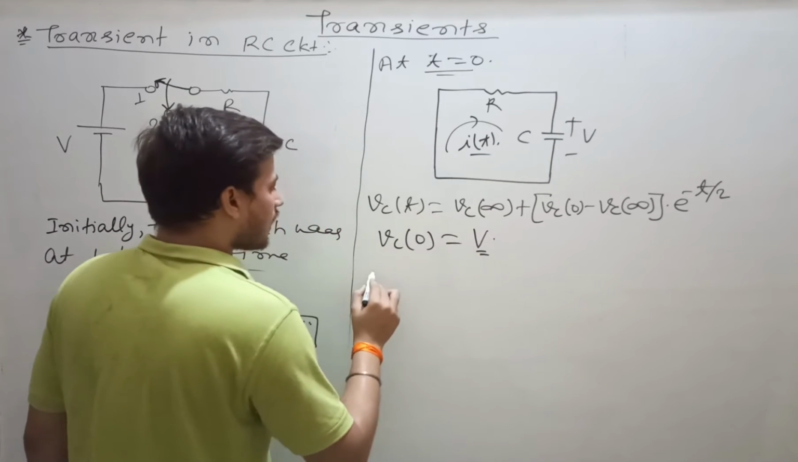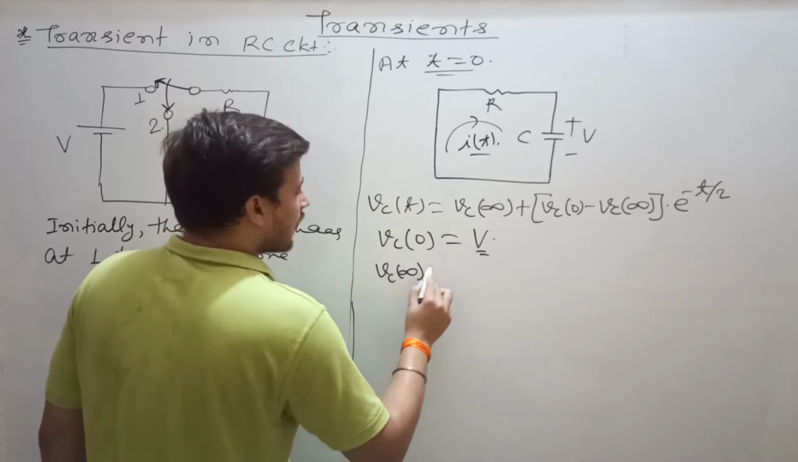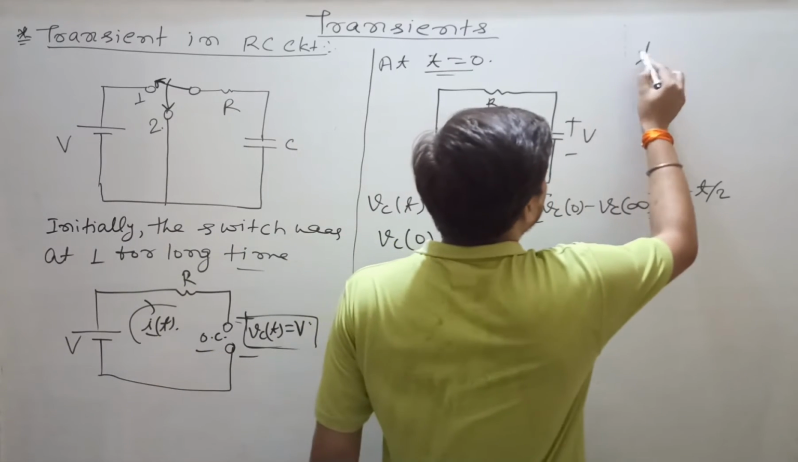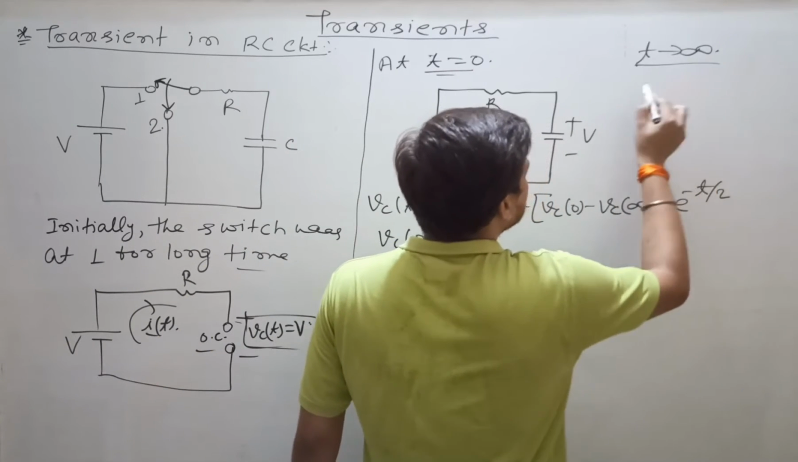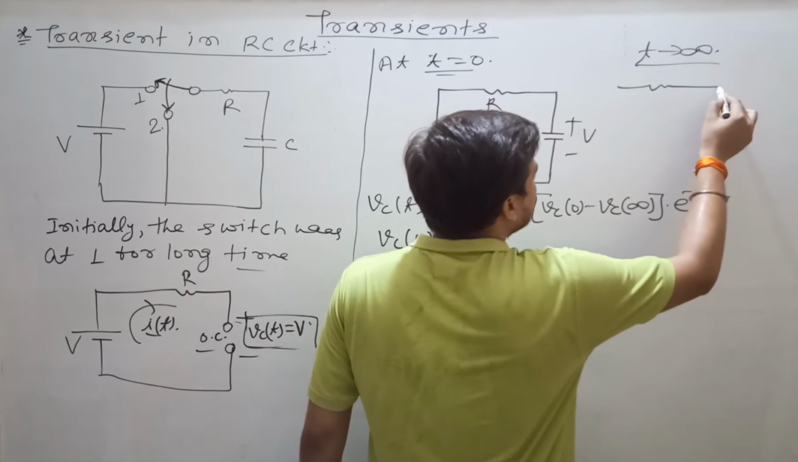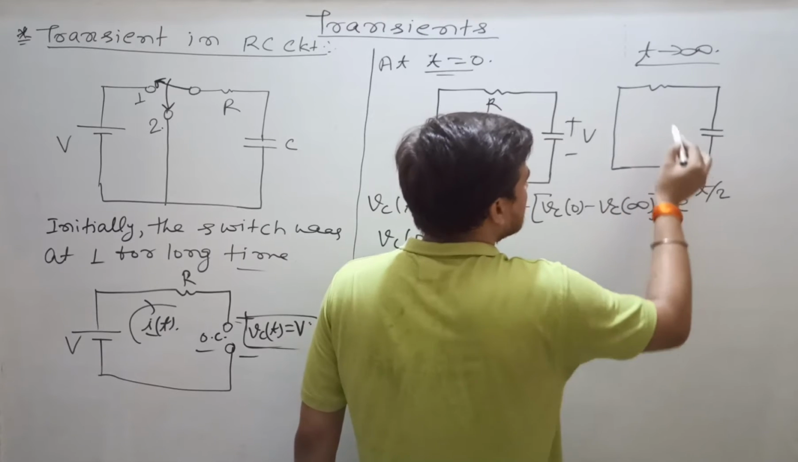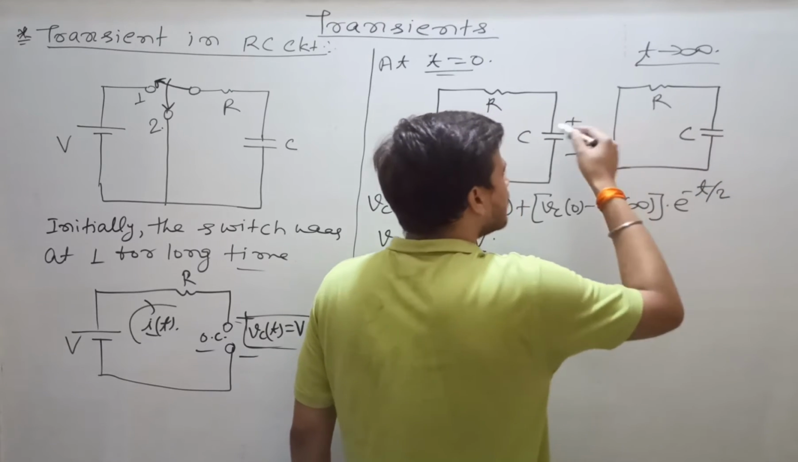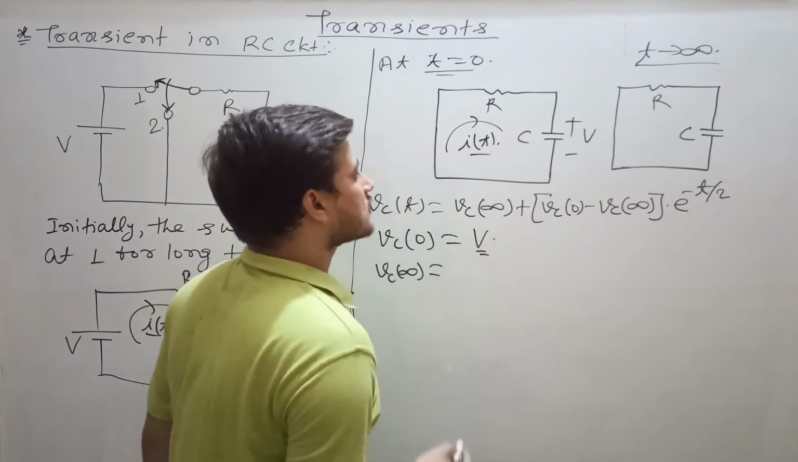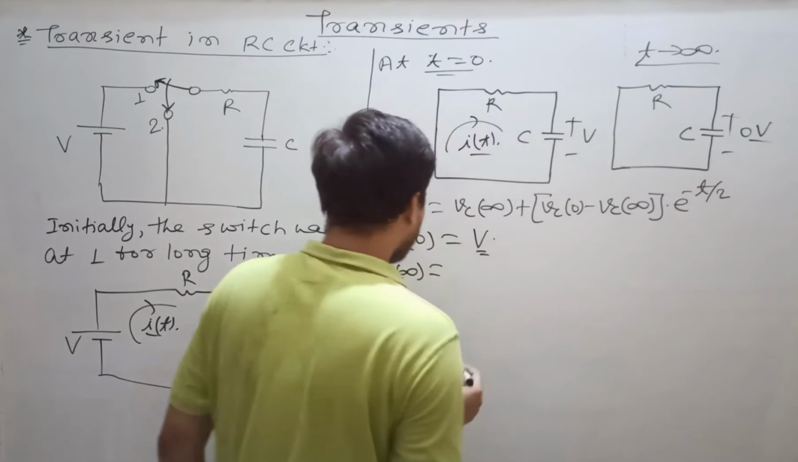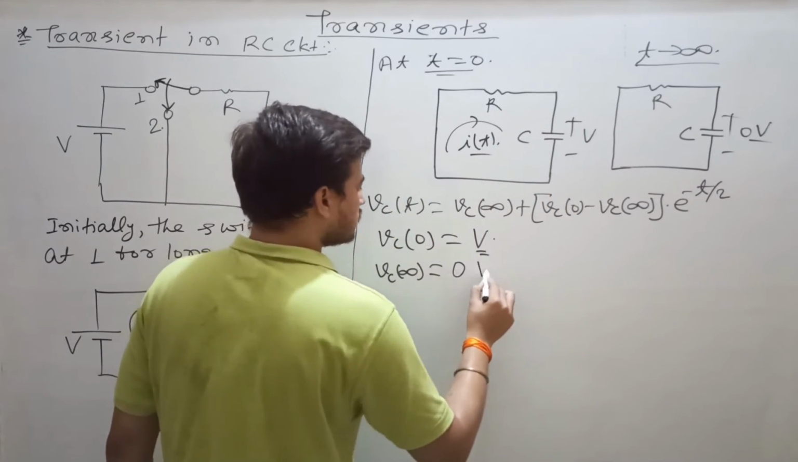Clear? Now we write Vc(∞). What will be the value of Vc(∞) when time t tends to infinity? The capacitor will be fully discharged through this resistor. So here the voltage will be 0 volt. So Vc(∞) will be equal to 0 volt.